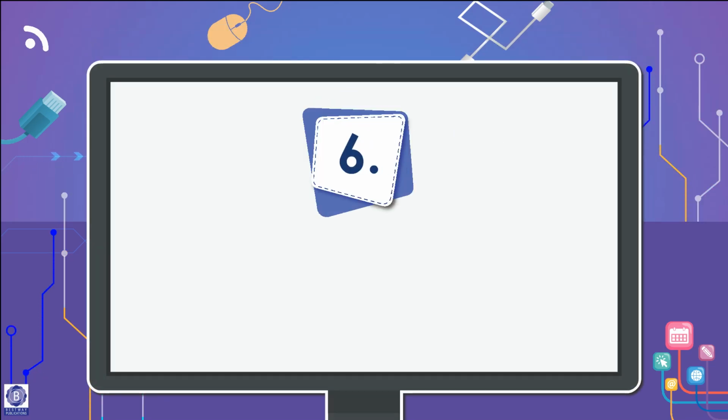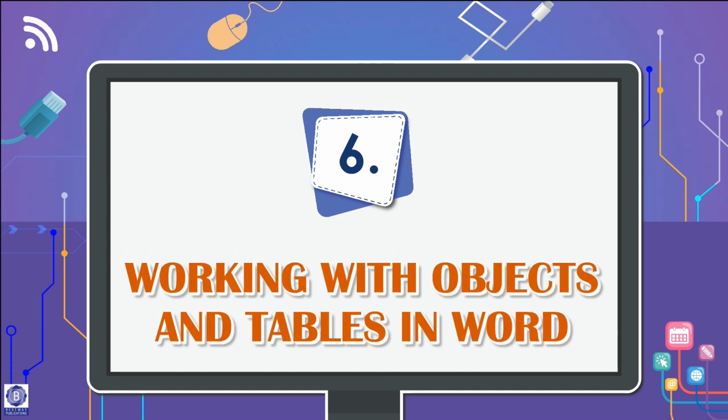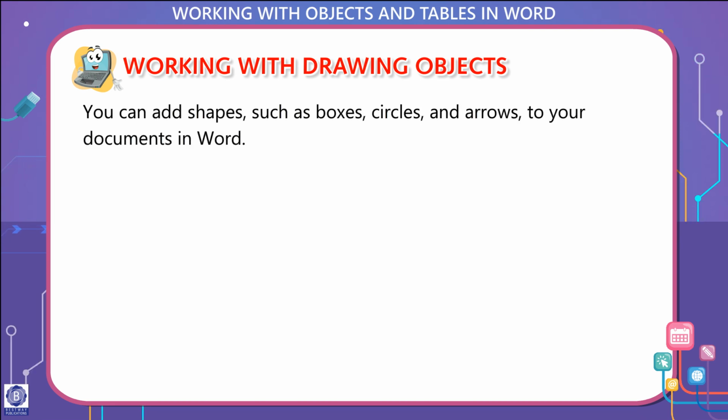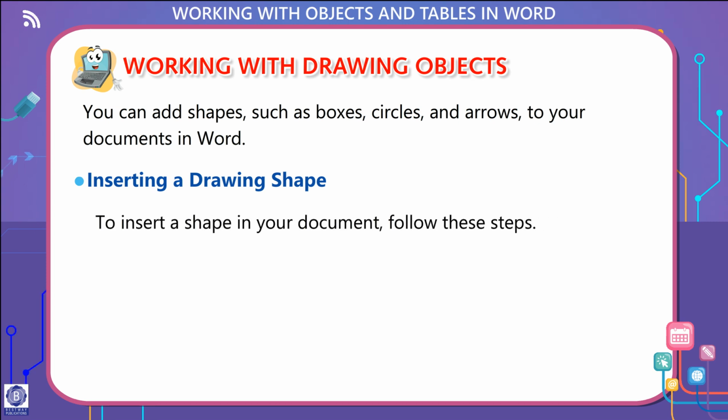Lesson 6. Working with objects and tables in Word. Working with drawing objects. You can add shapes such as boxes, circles and arrows to your documents in Word. Inserting a drawing shape. To insert a shape in your document, follow these steps.